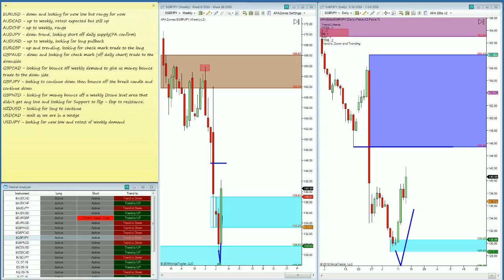Yeah, that weekly demand level where we got the reaction from is being respected. It's being very well respected. So we can expect that thing to continue on up, just like Gabe was saying. I just don't know where it's going to stop and turn again, but it's going up for right now. So it'd be safe to play this to the upside for a little while. There's nothing wrong with that.